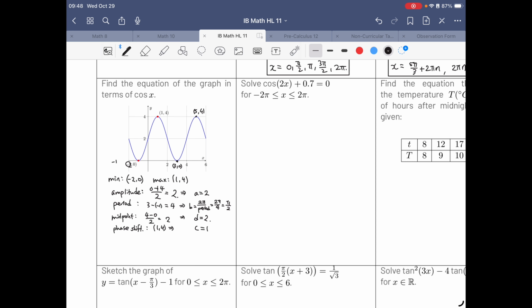So using the hints on the graph, we found all the coordinates, all the parameters, so therefore my equation is quite simple. y is equal to 2 cosine of (pi over 2)(x minus 1), plus 2. That is going to be my final answer.